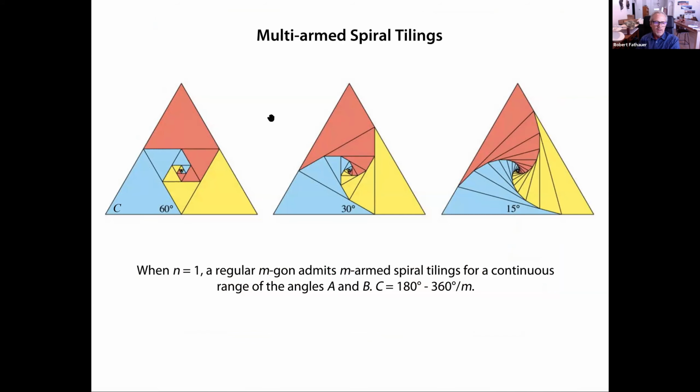So there's another special case when a patch of tiles forms a regular polygon. If n equals 1, then regular m-gons admit m-armed spiral tilings for a continuous range of the angles A and B. So C is given by the polygon corner angle. And it's easy to see how this works. These have been known for a long time. I didn't know when they first came about. But you can just rotate your equilateral triangle inside a larger equilateral triangle so that you touch tangentially, and you'll get these sorts of spirals.